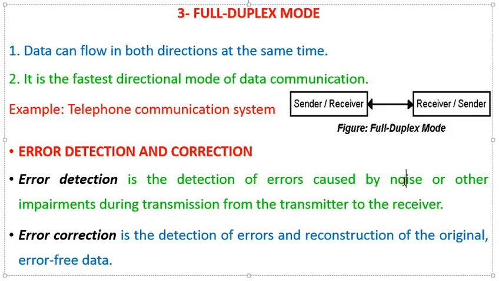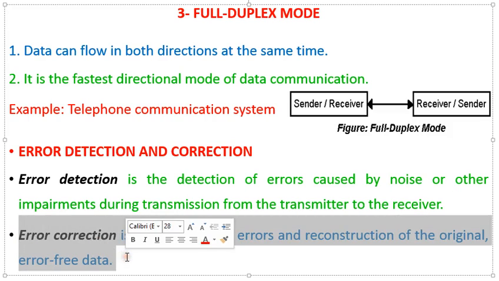If we say noise, we mean any information that comes into the data that is not needed. So whenever this information enters the original data, it can cause an error. And if we talk about error correction, we are talking about the process of reconstructing the data that has an error in such a way that it comes back to its original form without any error.